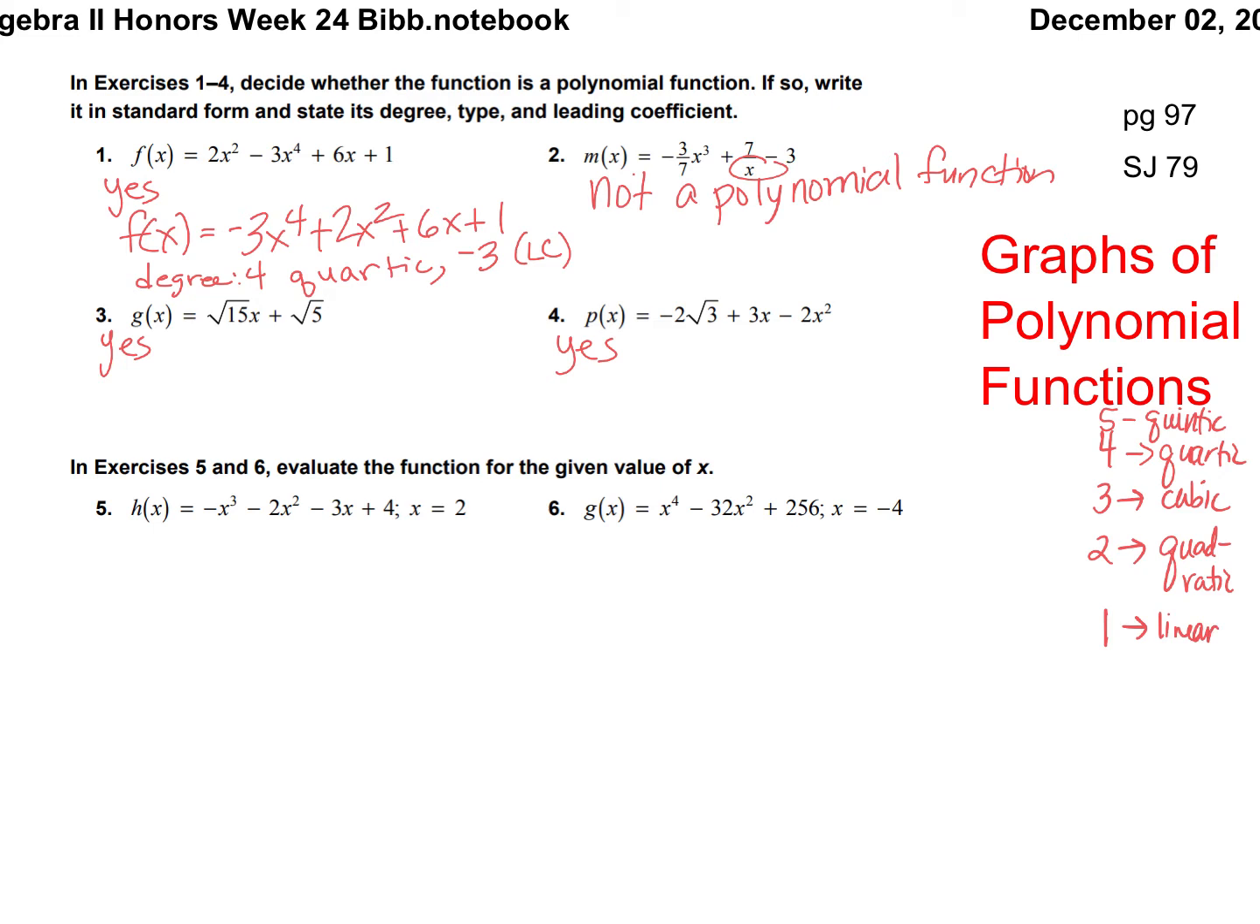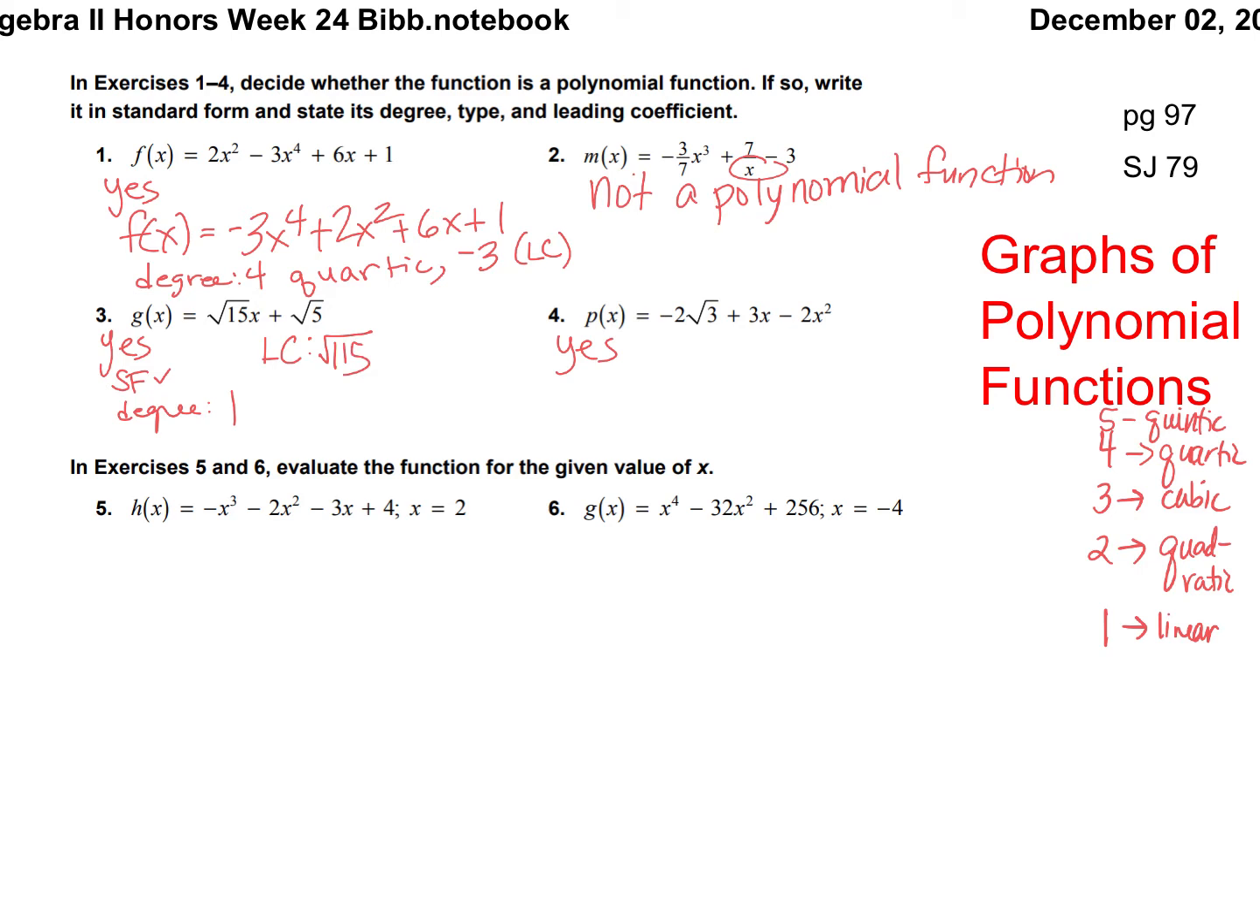Number 3, it is already in standard form, so I'm going to put standard form and put a check mark. I have x to the first and I have no x. The next thing I need to know is its degree, so the degree is 1. And then I need to know the leading coefficient, and that leading coefficient is the square root of 15.